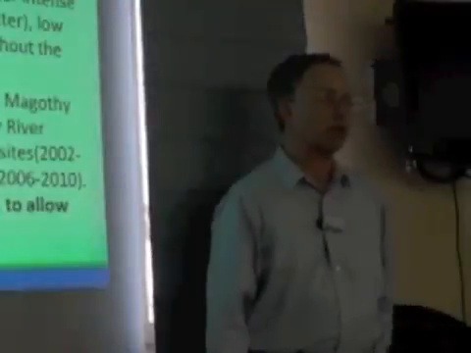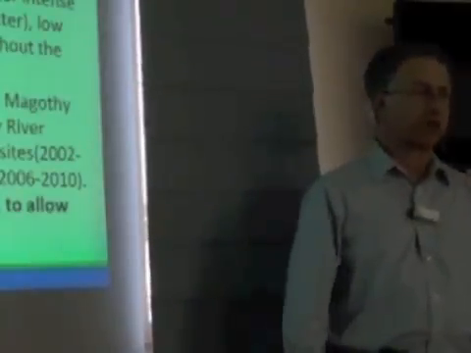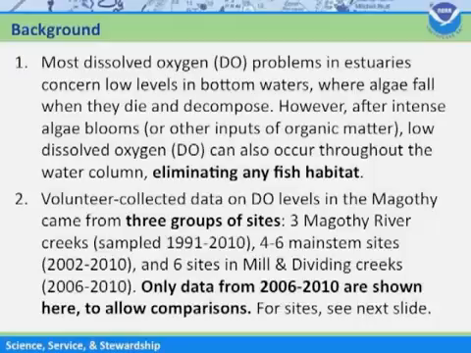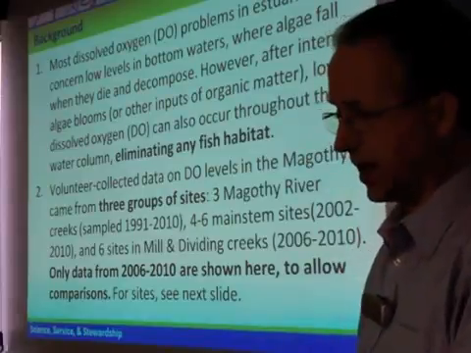Usually when you hear about dissolved oxygen problems in estuaries, it's about bottom dissolved oxygen. That's where algae fall when they die and decompose. However, there are some cases where there can be low surface dissolved oxygen, and we think this usually happens after an intense algae bloom or an input of some other organic matter that decomposes, and it essentially eliminates any fish habitat. There's just no place the fish and crabs can go to get oxygen.